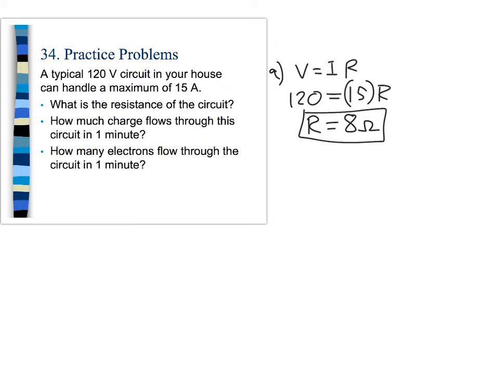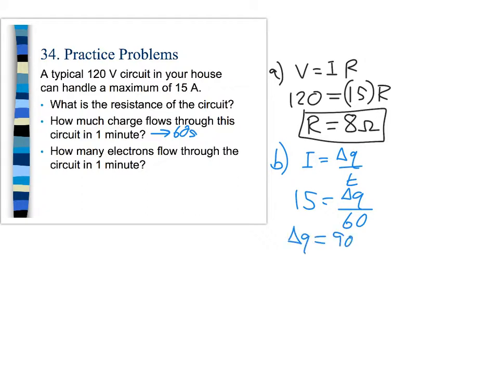The second question: how much charge flows through the circuit in 1 minute? I'm going to be thinking about my current, and I'm going to link that to my charge with my equation for current, delta Q over t. So my current is 15 amps, I'm solving for the amount of charge, and my time is 1 minute, which is 60 seconds. We want it in seconds because an amp is a coulomb per second, not a coulomb per minute. And so when we solve for our charge, delta Q, we get 900 coulombs of charge is going to flow through that circuit in a minute.